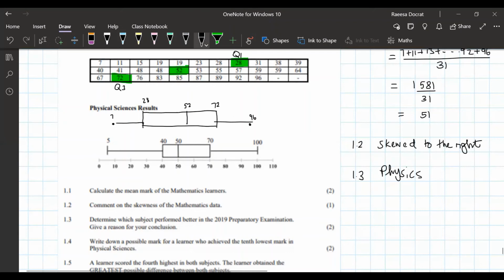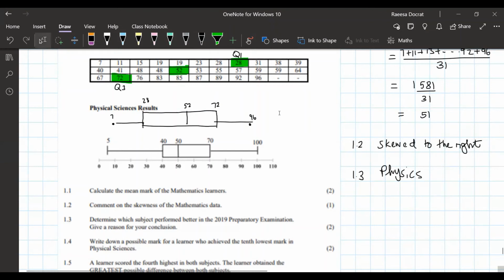So how many people failed? 25% got below 40, whereas 25% got below 28. So 75% got above. So 25% got between 28 and 52, which is almost a pass, whereas here 25% got just on the lower end. They did much better in physics.